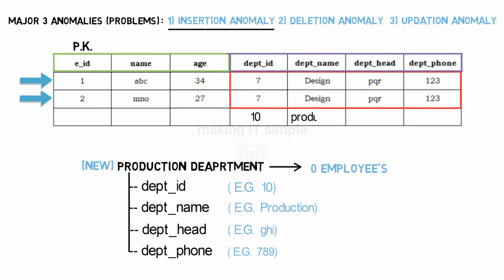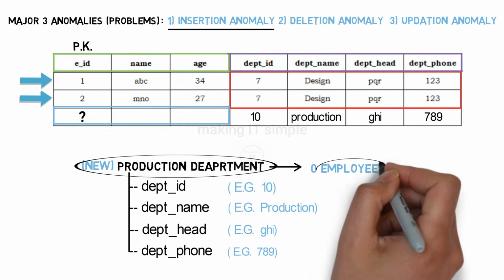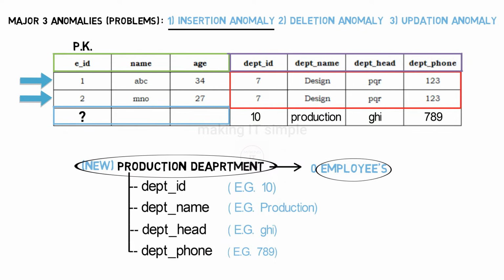But we cannot just insert this much information in the table. We need to put some value in the other remaining columns, and as employee ID is the primary key, it cannot be kept null. So to insert details about a new department, we first need to recruit employees in that department. Unless we have employees in that department, we cannot insert department data. So this is what insertion anomaly is.